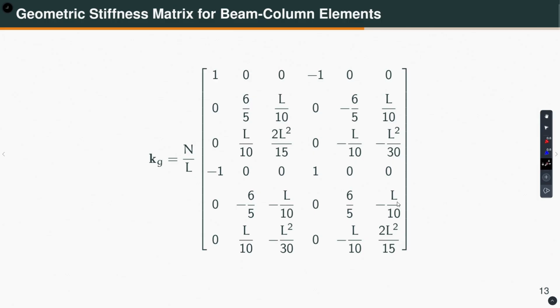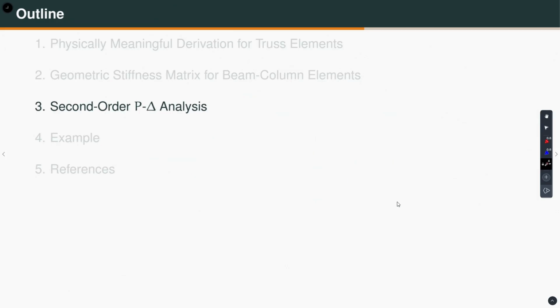Now, with that, let us see how we can use the geometric stiffness matrices that we have derived to perform second order simplified P delta analysis. So, before I solve some example, let us go through the procedure, although you need not implement this because eventually you will be using a computer program such as OpenSees, but it is a good idea to know the procedure.